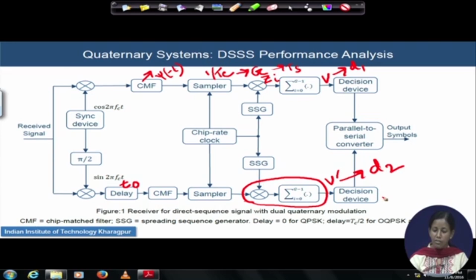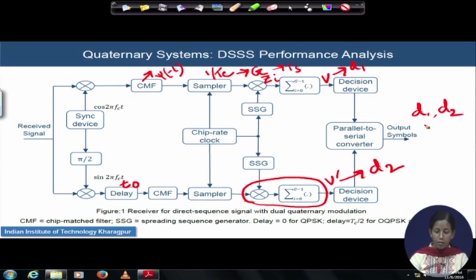So, individually the decision is taken on D1 and D2 on the upper path and the lower path, and once the signal detection decision is over, there is a combiner circuit that does the parallel to serial conversion, and these are the output symbols. In the output you will get D1 and D2 at the same time. It is parallel to serial addition of the detected symbols in the parallel to serial converter, and you can actually have the output.